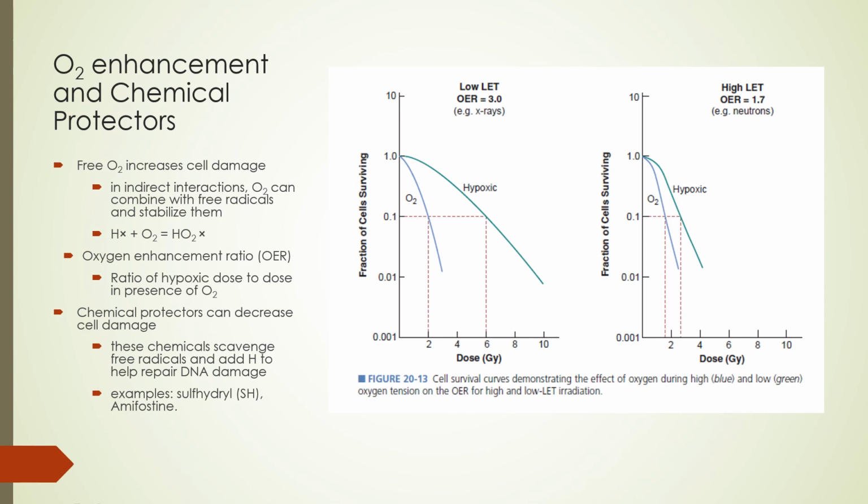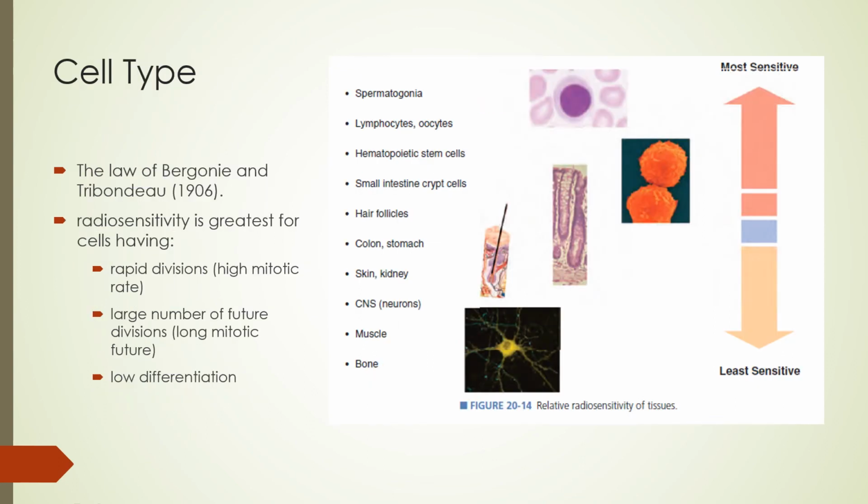Research has also found that some chemicals act as protectors against radiation and can decrease cell damage. Another factor affecting cell radiosensitivity is the type of cell itself. There is a law by two French scientists that captures the fundamental characteristic of cells that affects their relative radiosensitivities. The law of Bergonié and Tribondeau from 1906 states that radiosensitivity is greatest for those cells that have a high mitotic rate, have a long mitotic future, and are undifferentiated.